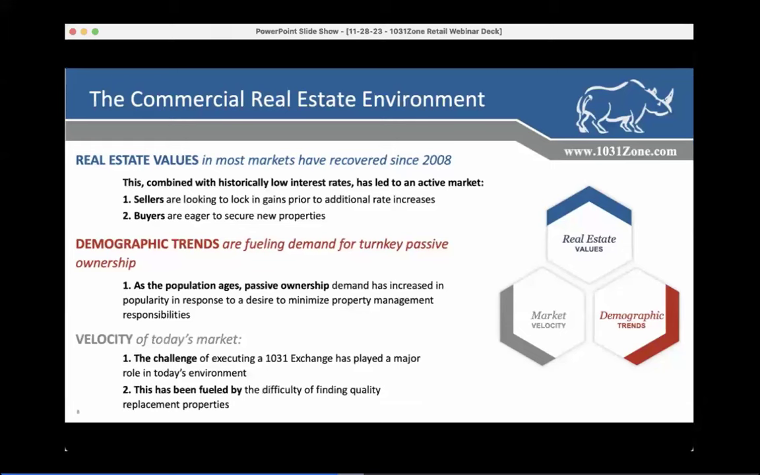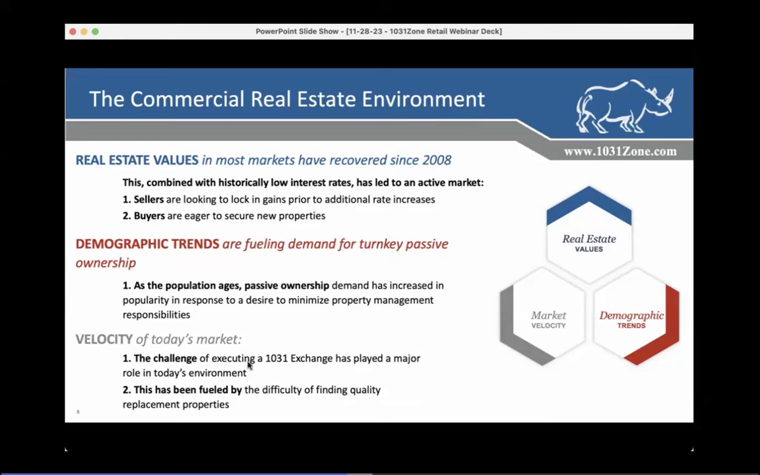So they're calling this the silver tsunami. They're calling this the largest generational shift in wealth that we're going to see in our lifetime. And this is something that everybody needs to be on the forefront of, because the 1031 exchange can be an incredibly powerful tool to assist with providing tax-deferred exit solutions for these folks, so properties can change hands in a tax-efficient way.